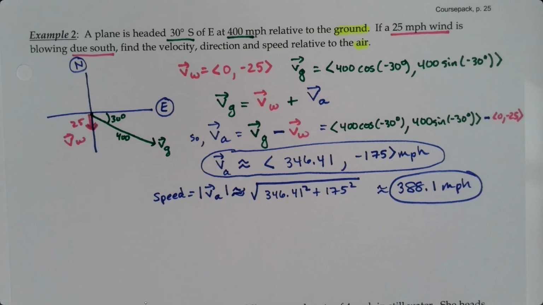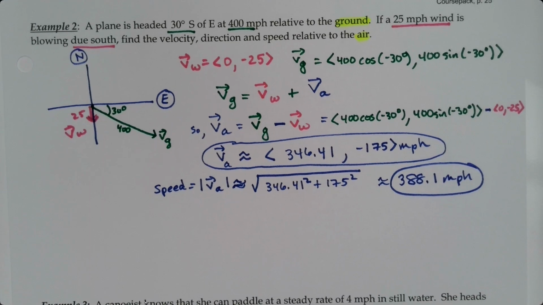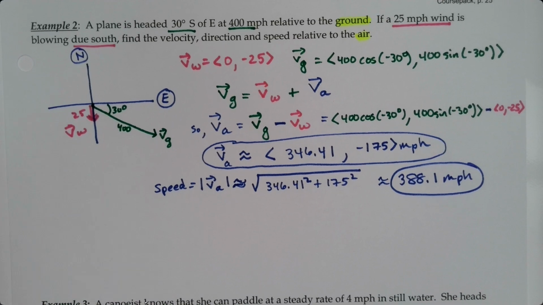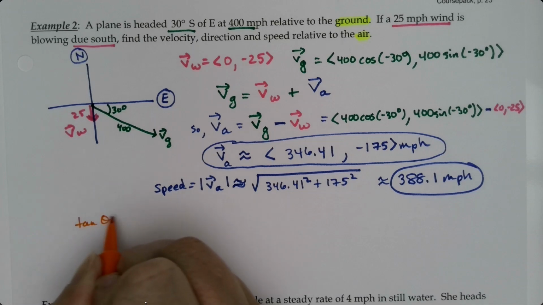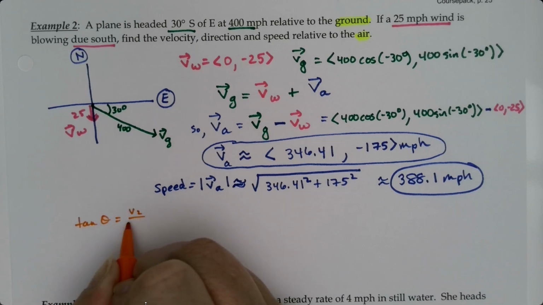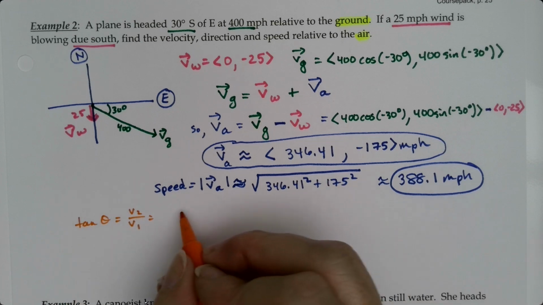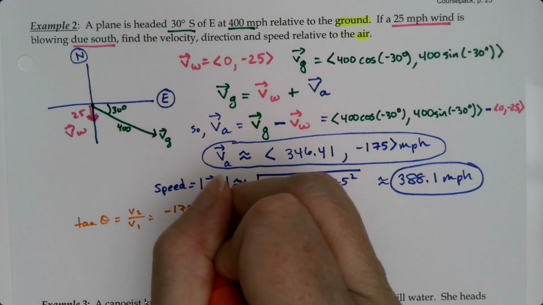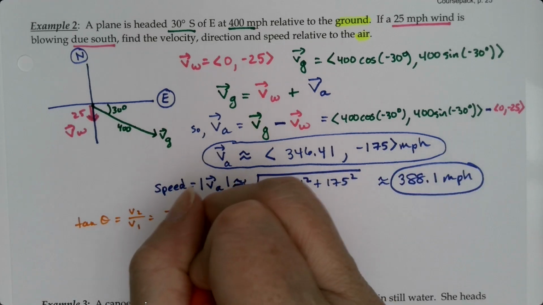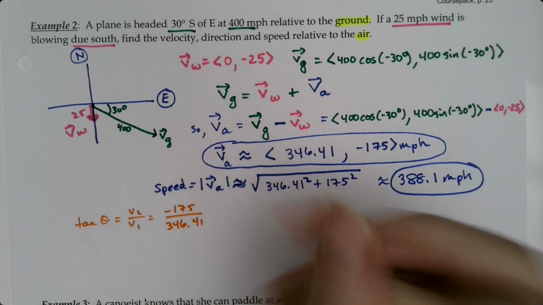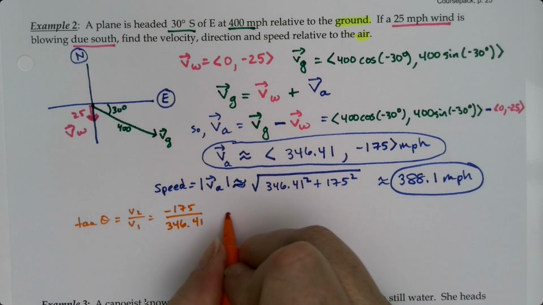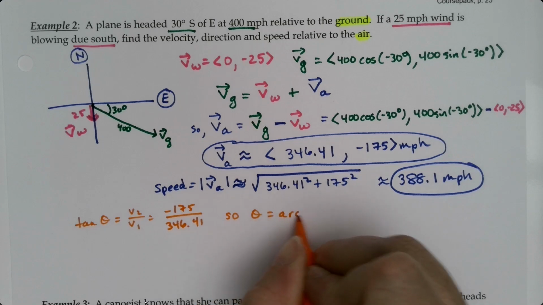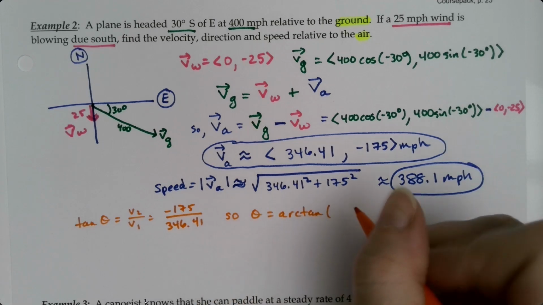That's our speed. Lovely. Now all we need is direction. To find direction, we have to remember that the tangent of theta is v2 divided by v1. It's the y component divided by the x component, which would be negative 175 divided by 346.41. So theta is the arctangent of that.